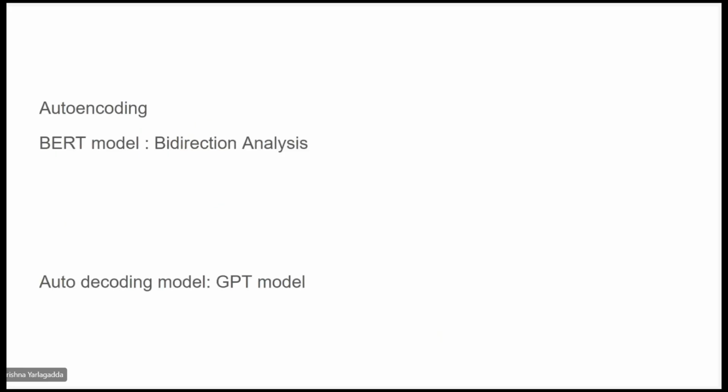In auto encoding, we use two different models. That is the BERT model, where bidirectional analysis will be done using the BERT model. And there is another model called the GPT model, which is used for decoding of the data. For decoding the data, we use the GPT model. So these are the two things where it will do encoding and decoding as well. Those are the two major things we follow.